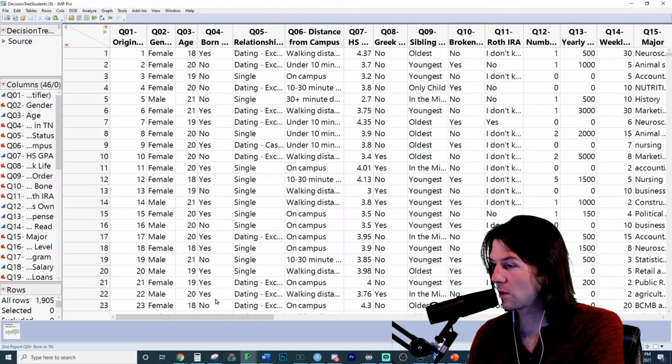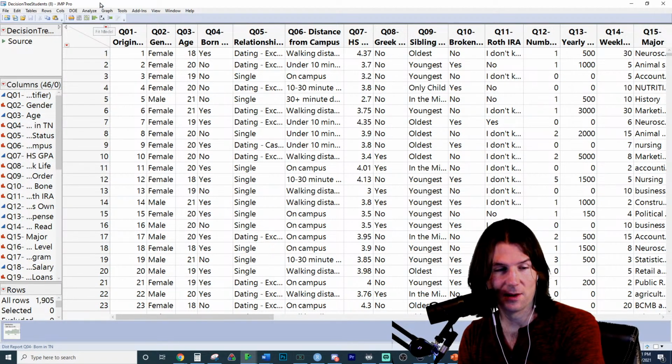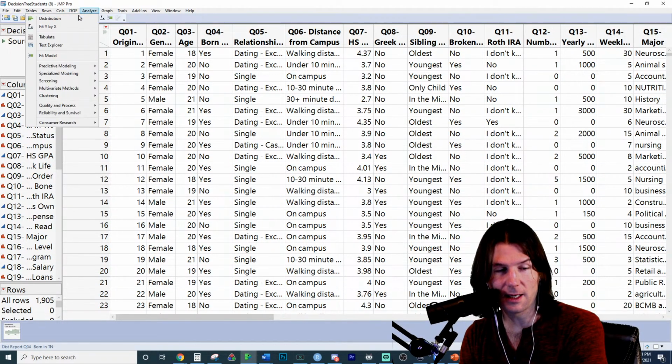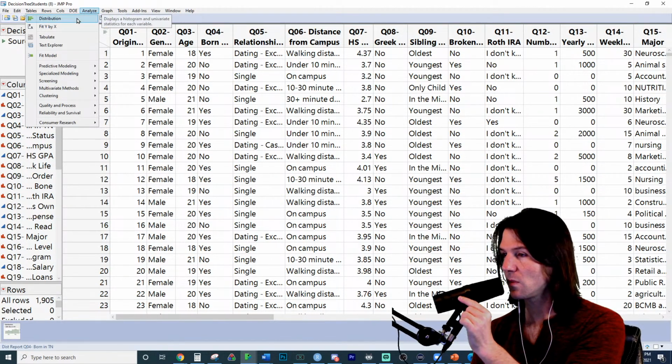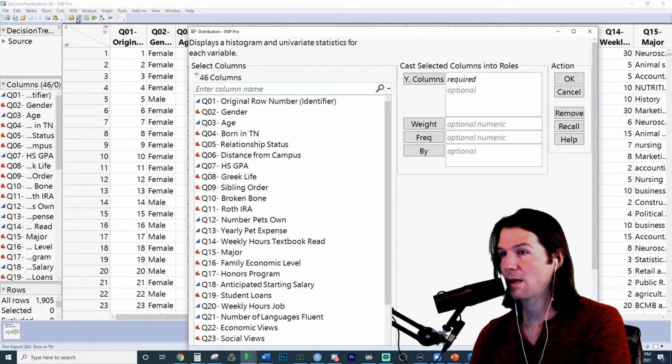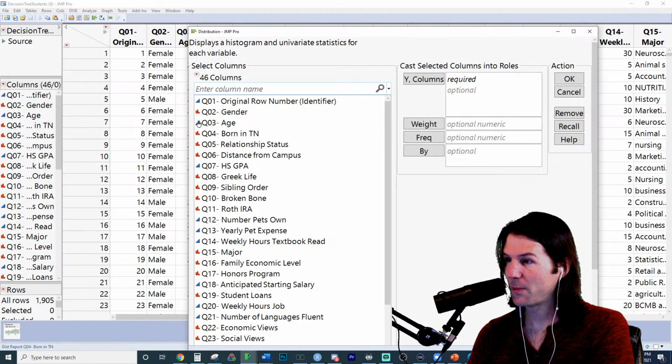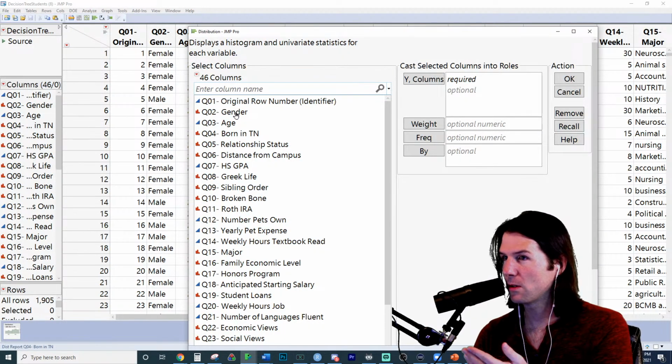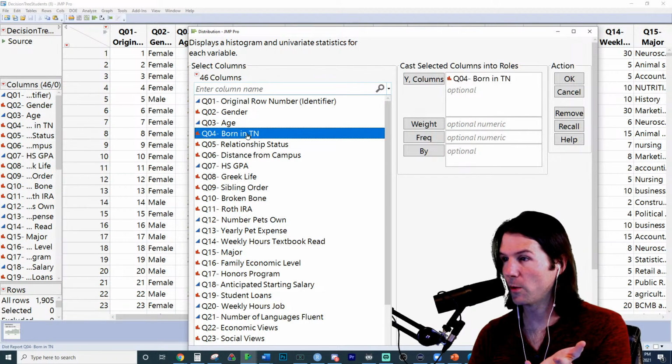So when you make a bar chart, great job, Kinga. When you make a bar chart, you're going to go to Analyze Distribution. And with Analyze Distribution, you're picking a categorical variable. So we could pick something like whether or not someone's born in Tennessee.